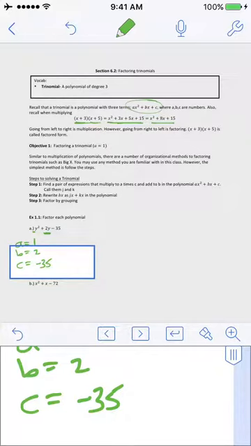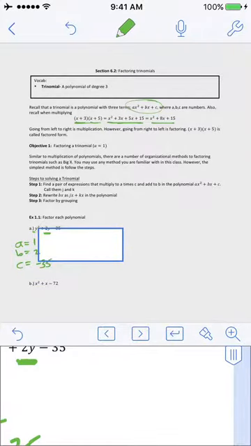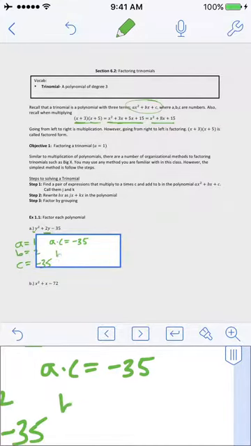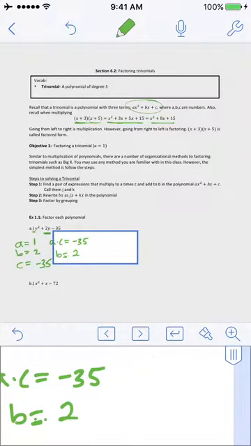Identify those 3 numbers. Now, this is the meaty part of the game. The big part of the game is I want to find 2 numbers, any 2 numbers, that multiply to A times C, or in this case, 1 times negative 35, so negative 35, and that add to B, or add to 2. So for this specific polynomial, the game is: what 2 numbers multiply to negative 35 and add to 2? Well, that's a little tricky.